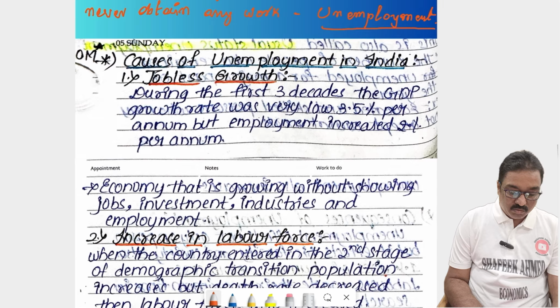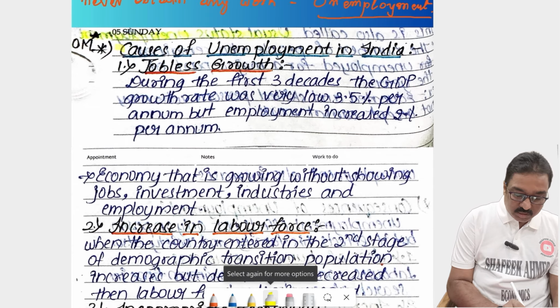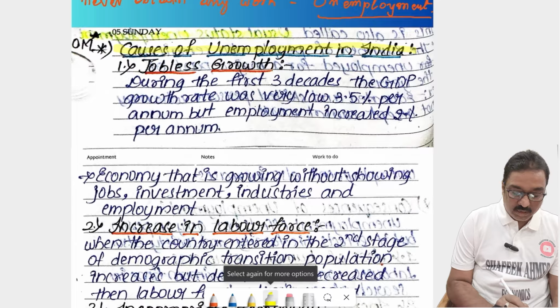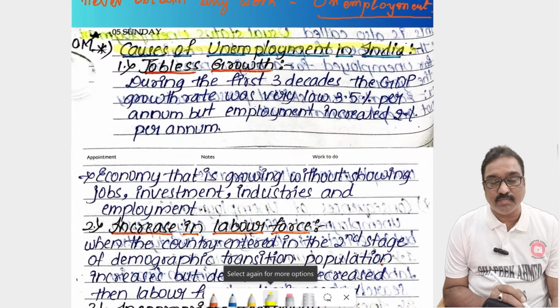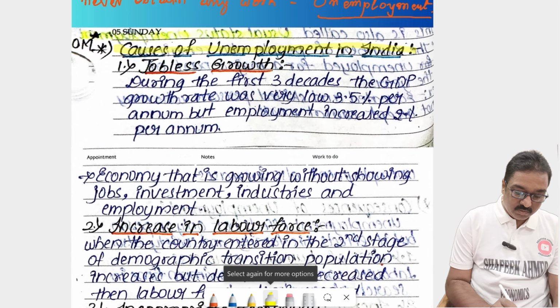Listen here. What are the causes of unemployment in India? Why? Because in our India, day by day the unemployment problem increases. What are the causes? Simply, I will try to explain the causes of unemployment. So first one, jobless growth.